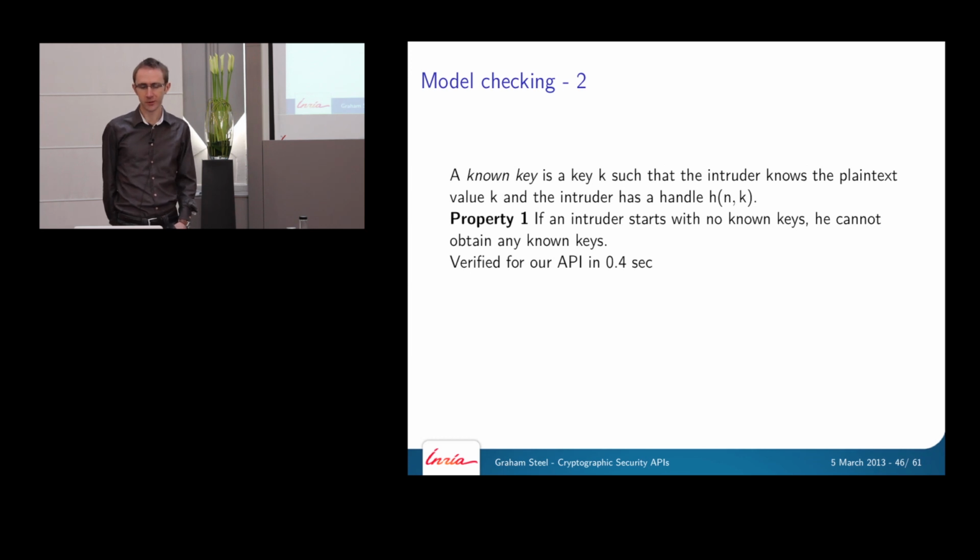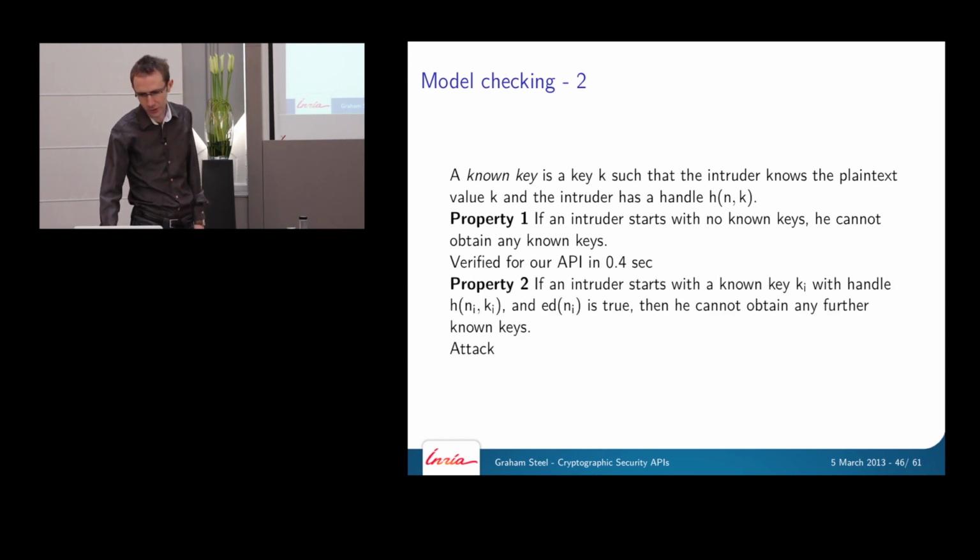Okay? So the first property we start with is that if the intruder starts with nothing, so he doesn't start with any known keys, then he can't obtain any known keys. So we're saying if you try and attack the API, you don't know anything except the values of handles, there's no way that you can get the key value K out in the clear. Okay, that's good. And our model checker can blow away this kind of problem extremely quickly.